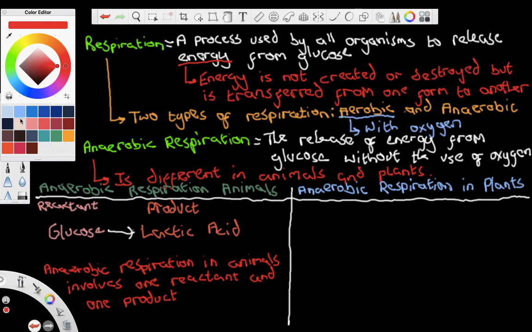On the other hand, in plants, we've only got one reactant in the form of glucose. So this is our reactant. But anaerobic respiration in plants involves two products. Okay? The two products we produce are a molecule known as ethanol, and the gas carbon dioxide.